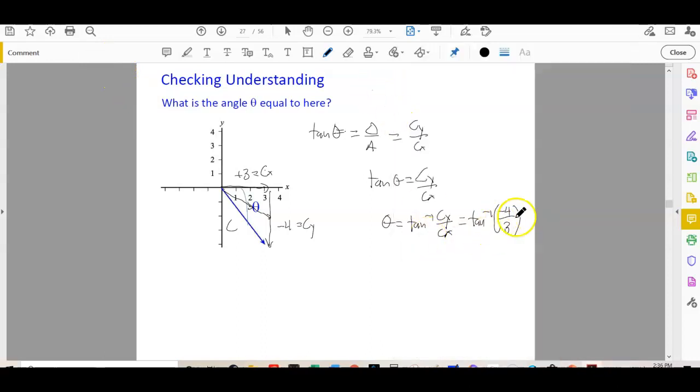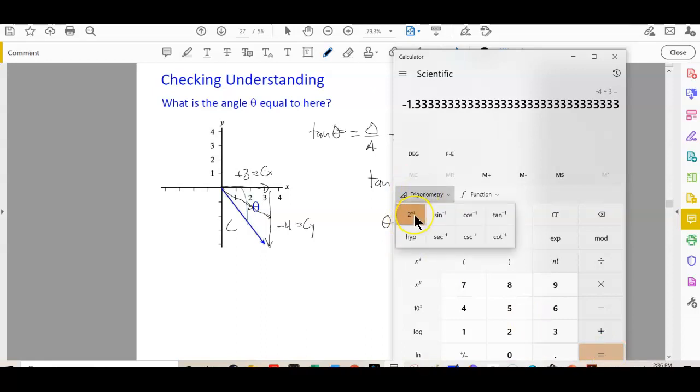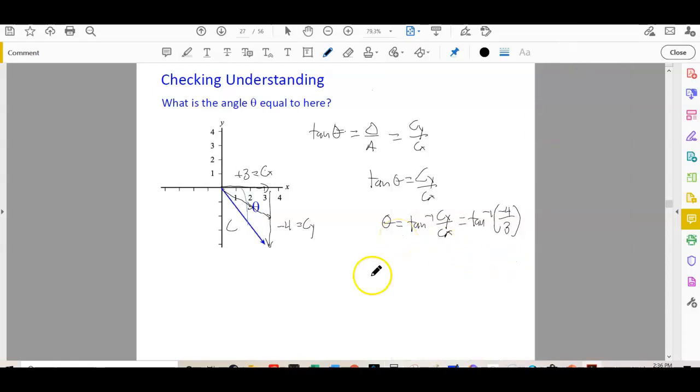So in order to get what this is, -4 over 3, we have to go ahead and use our little calculator. So I have that up here. So I'm going to put in 4 and make it negative, and then I'm going to divide it by 3. Okay, so it's going to be -1.33. And then I'm going to do the inverse tangent of negative 1.33, which is going to be negative 53 degrees. So what this is saying is that theta is going to be 53 degrees, right? So that's 53 degrees.